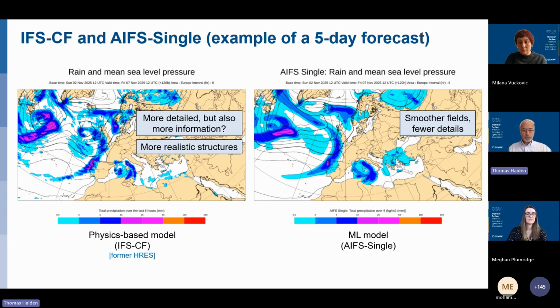Definitely it provides more realistic structures at this point, because we know that the actual precipitation distribution is even less smooth than what we see in the IFS. And just to say that what I call here the IFS control forecast, as you see on the left-hand side at the bottom, is what in former times was called the HRES. But now the resolution of the HRES is the same as the ensemble, so we call this the IFS control forecast. And on the right-hand side, we have the IFS single.